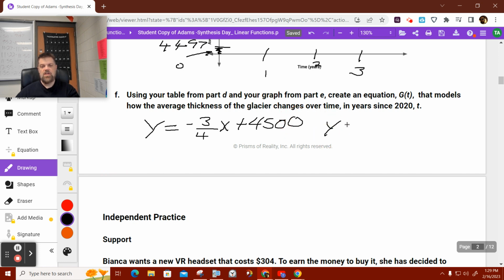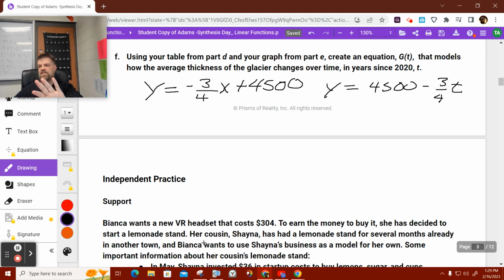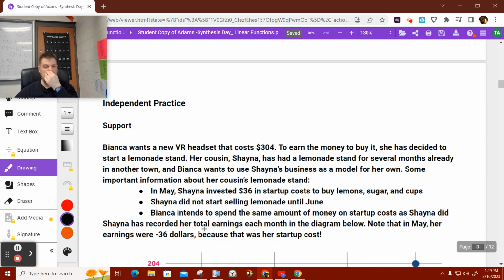Or you could say y equals 4,500 minus 3/4 times t. Okay? Any questions so far? Is this making sense? Yeah. This is just like what we did yesterday.